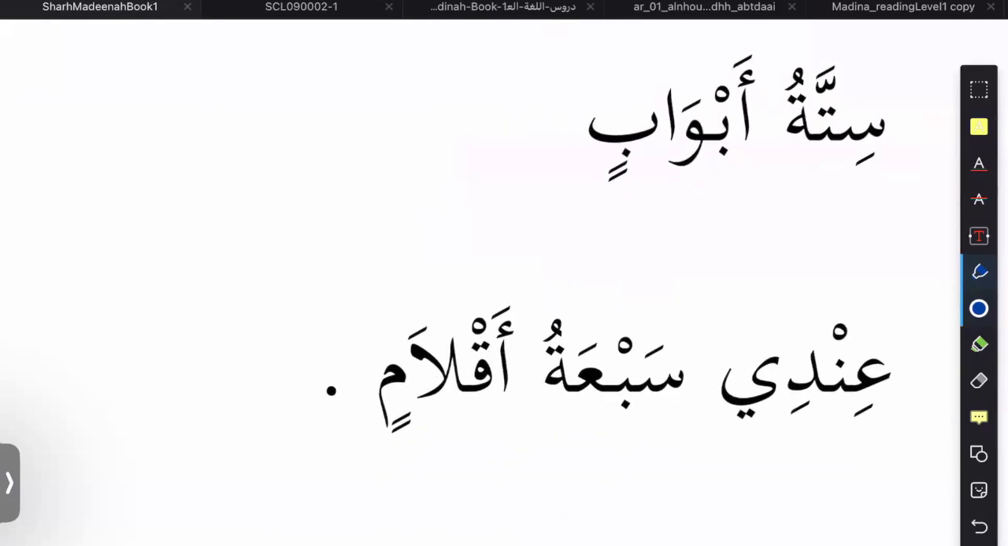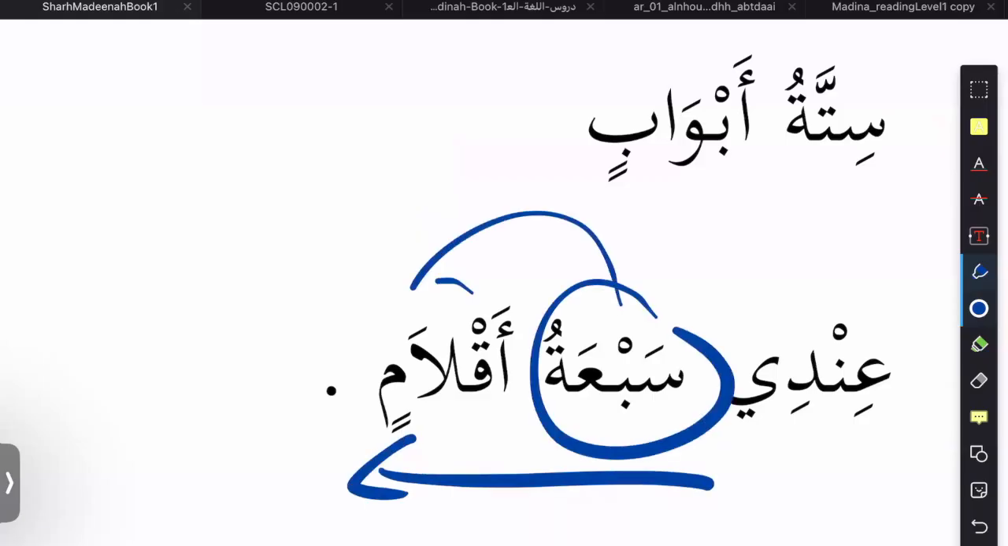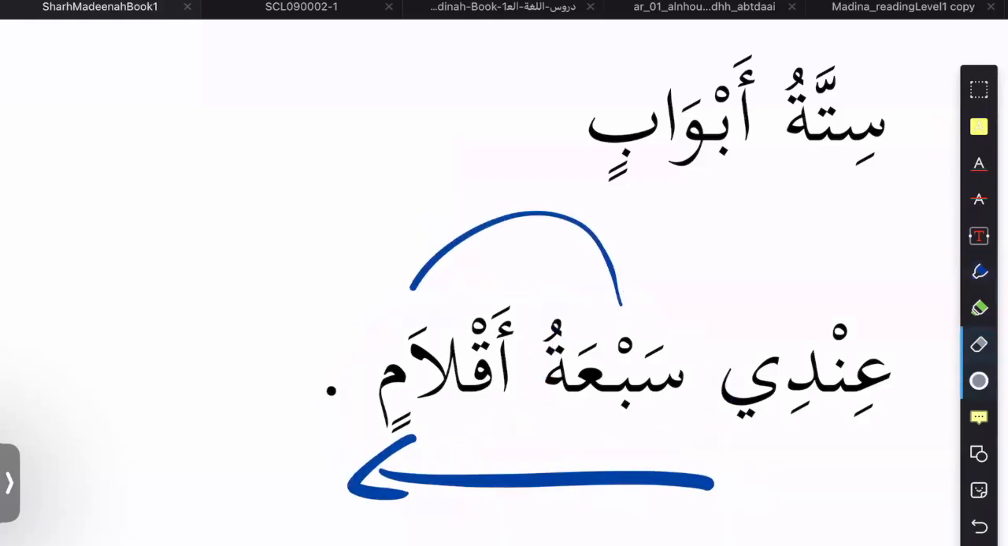I have 7 pens. Now I can say more than 2 or more than 1. I can say I have 7 pens. عندي سبعة أقلام. مضاف مضاف إليه. All the rules, guys, all the rules. No tanween, and you get a kasra.